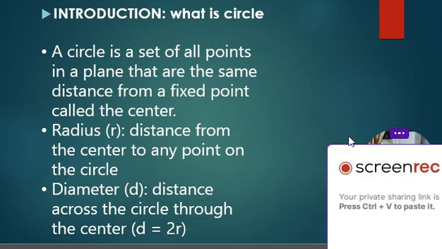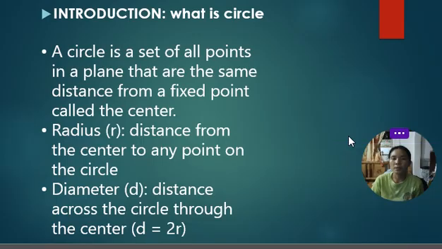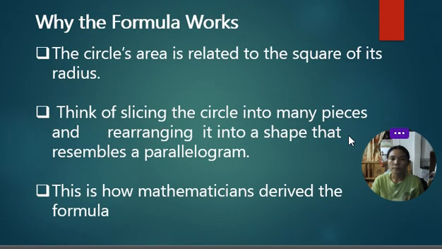So what is a circle? A circle is a set of all points in a plane that are the same distance from a fixed point called the center. The radius is the distance from the center to any point on the circle. Then the diameter is the distance across the circle through the center, or D is equal to 2r.